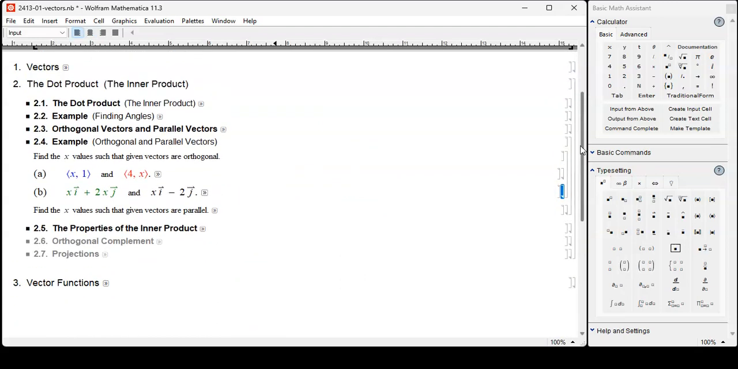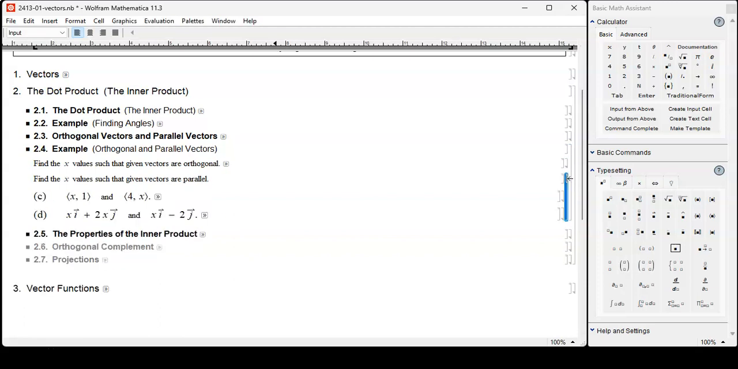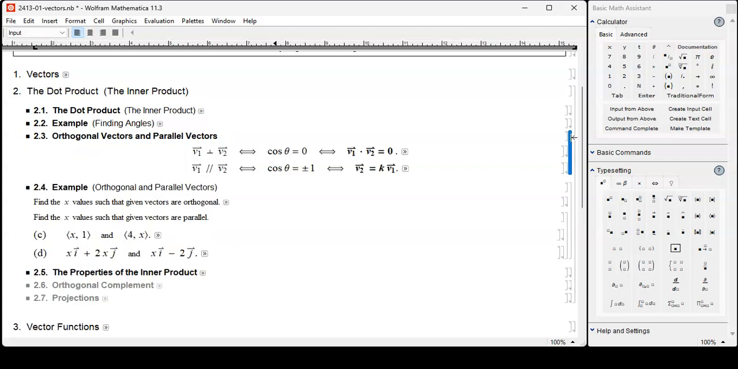So what did we go through? We went through the orthogonality condition. As for parallel, let's see, how about this? Find the x values such that these two vectors are parallel. Well, let's go back to this condition here. You can use cosine of theta is 1 or -1.